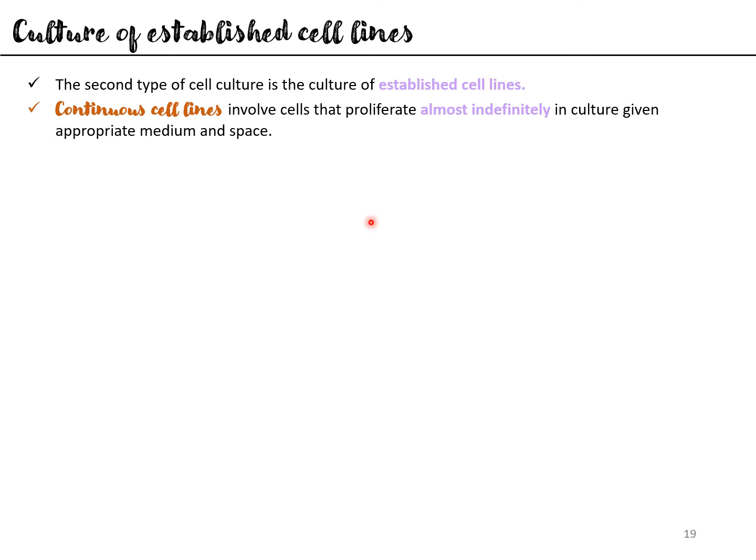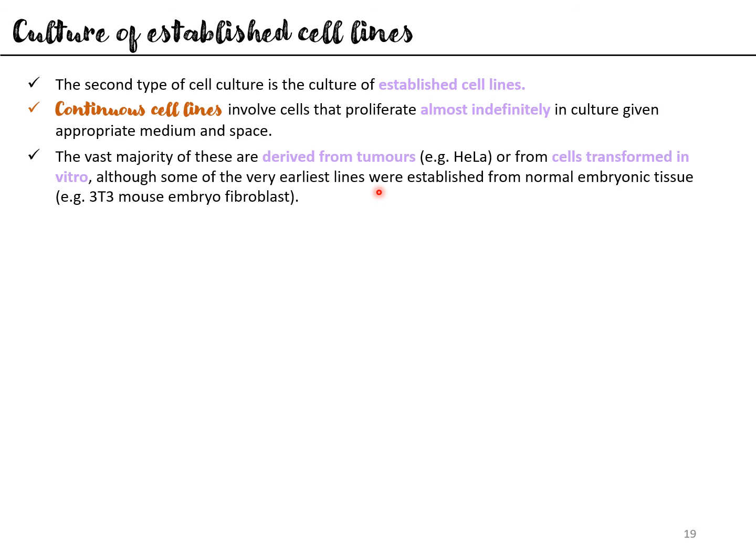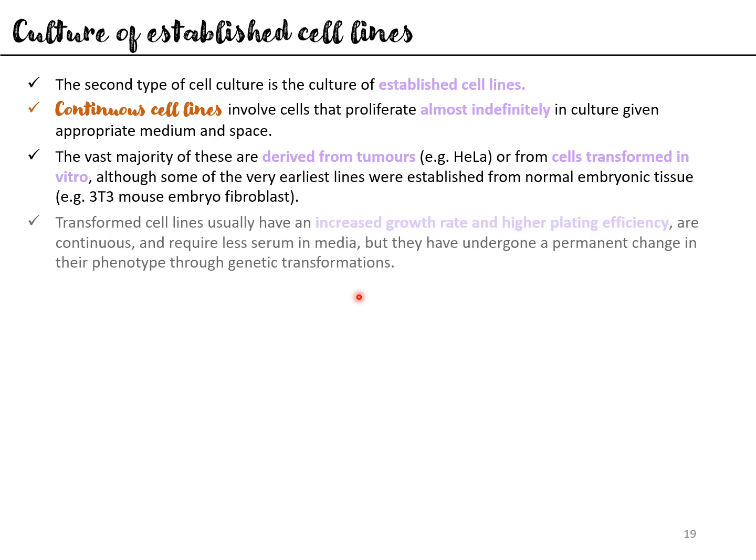Continuous cell lines involve cells that proliferate almost indefinitely in culture, provided you give them appropriate medium and appropriate space. The vast majority of these are derived from tumors, so these were already transformed before they were derivatized to give rise to cell lines, or cells that are transformed in vitro, although some of the very earliest lines were established from normal embryonic tissue. For example, the 3T3 mouse embryo fibroblast.